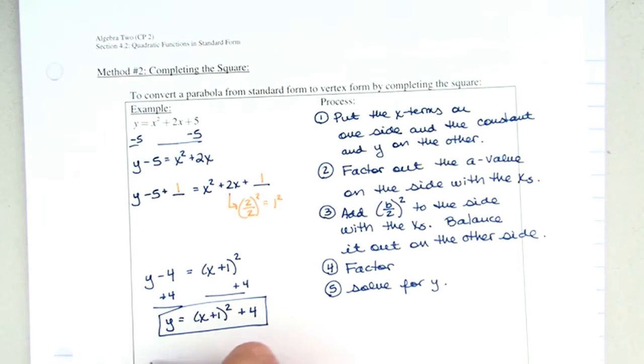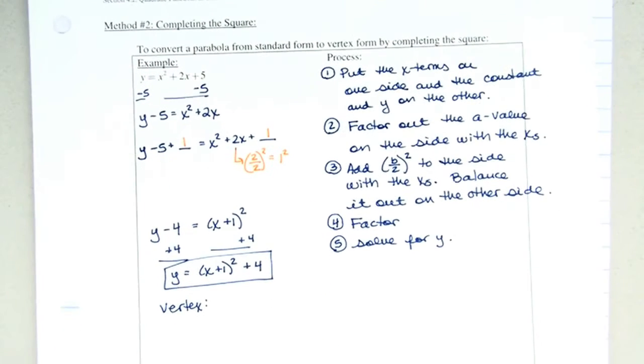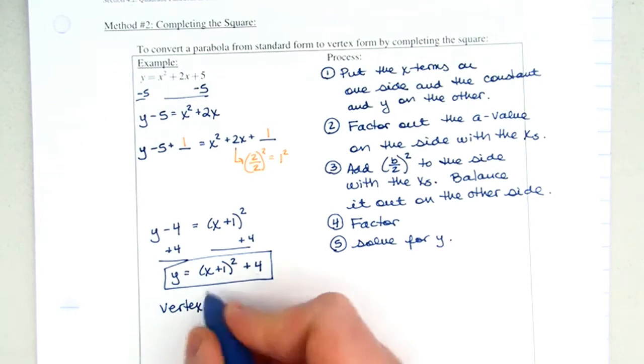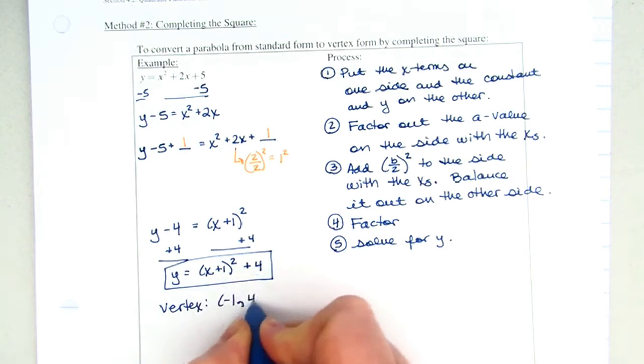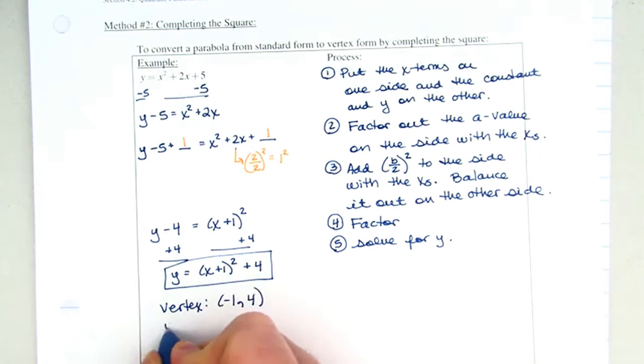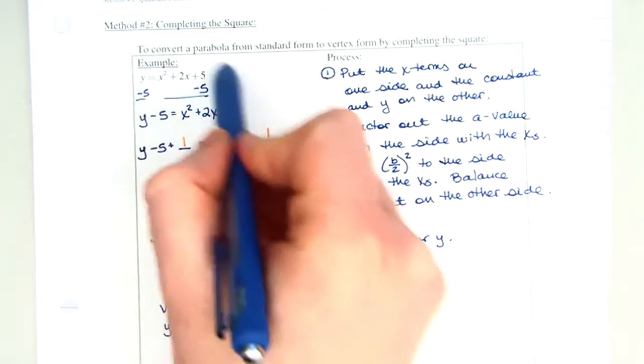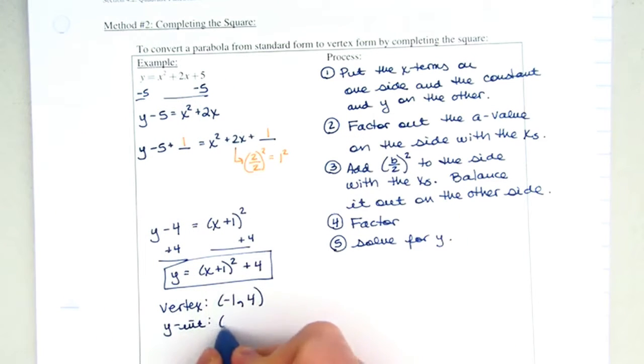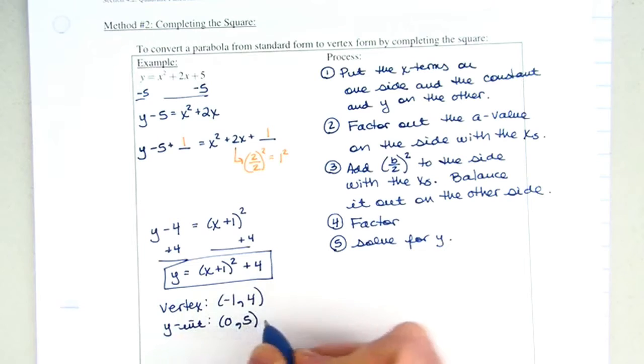By the way, I could now look at this, and I could see that my vertex is going to be, let's see, this parabola was moved left 1, up 4. My vertex is negative 1, comma 4. And just for fun, if I wanted to find my y-intercept, I could get that from my original standard form problem, 0, comma 5. Let's take a look at the next page.